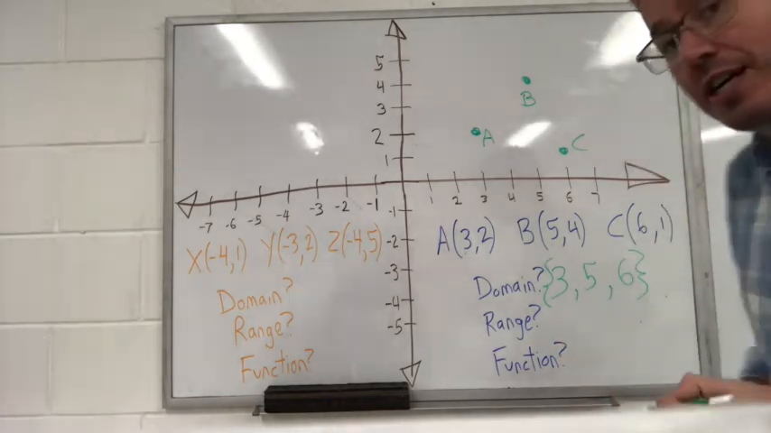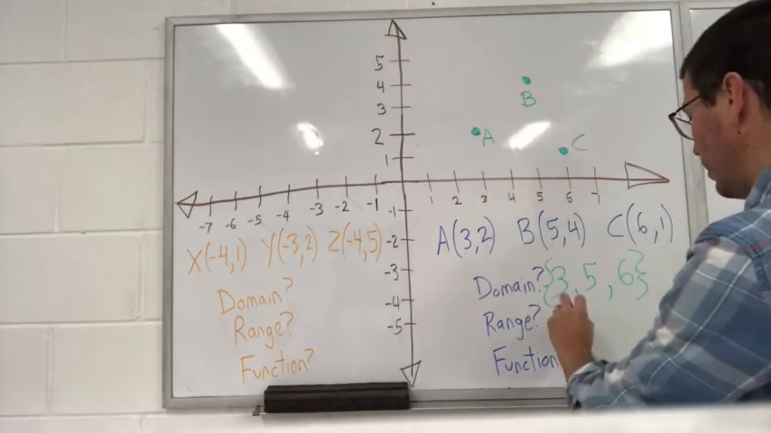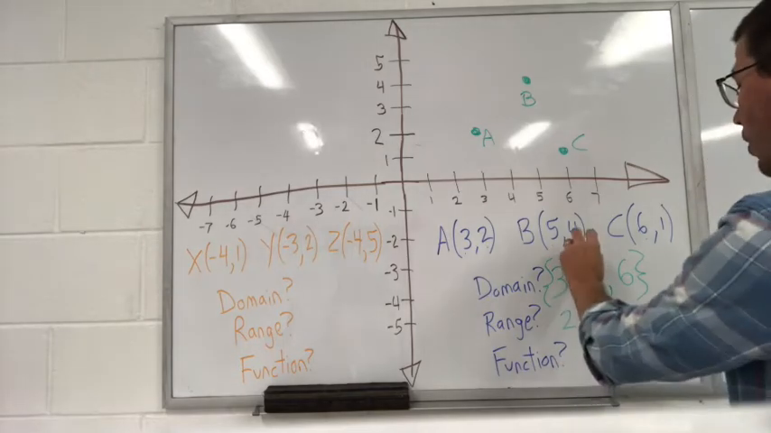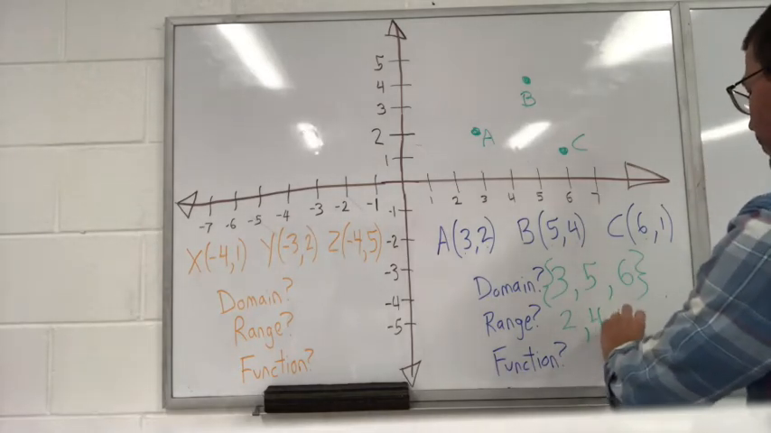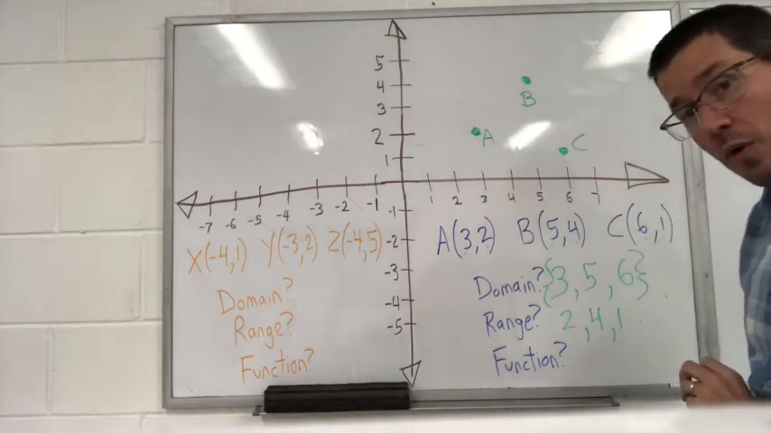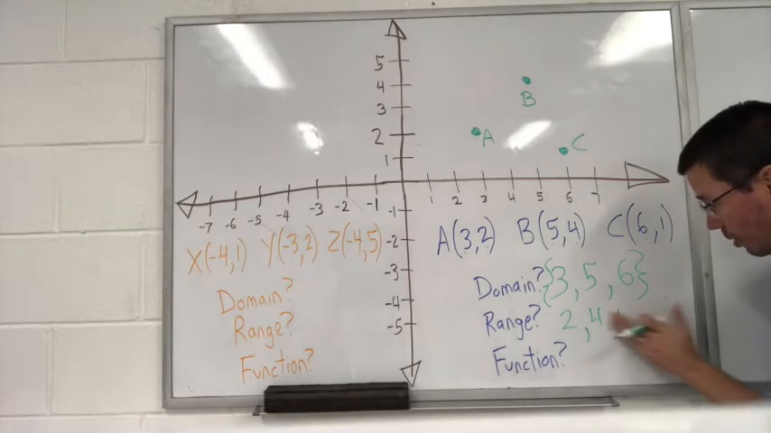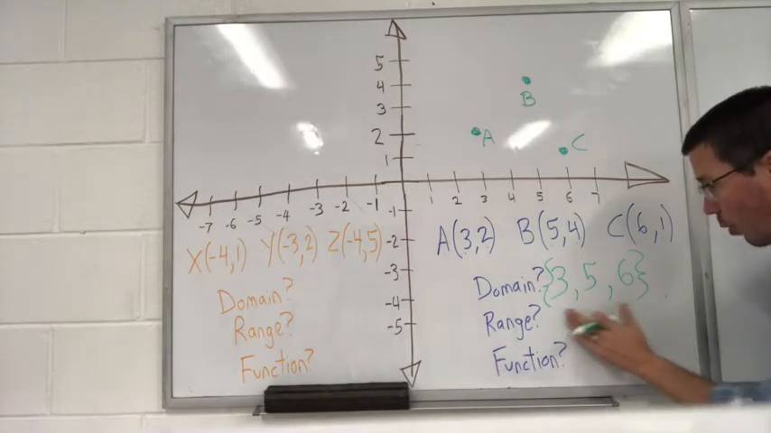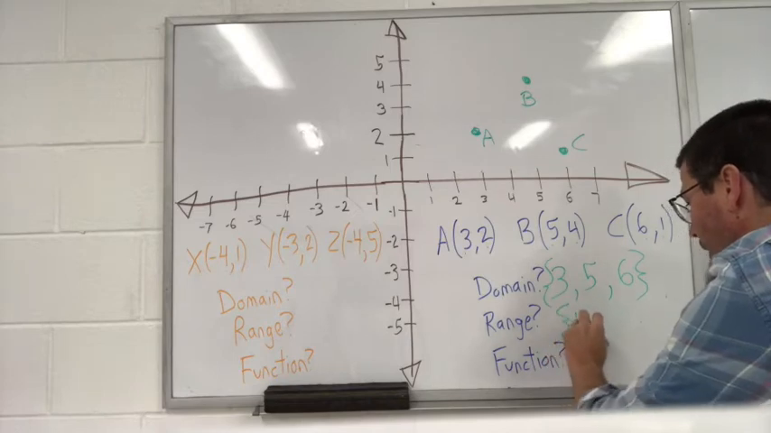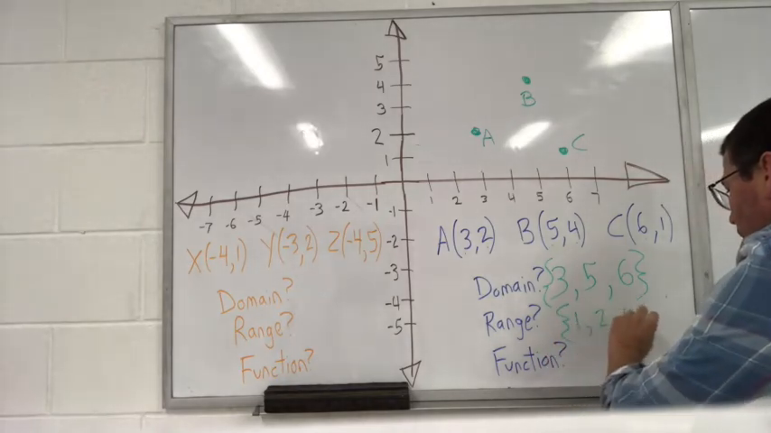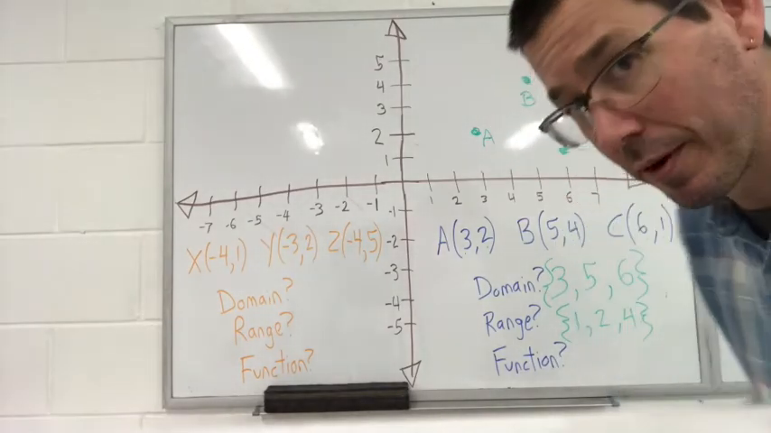The range is just listing the y values, meaning 2, 4, and 1. All right, 2, 4, and 1. I'm going to rewrite that real quick. I'm going to put it in order with the brackets. So it's going to be 1, 2, and 4.